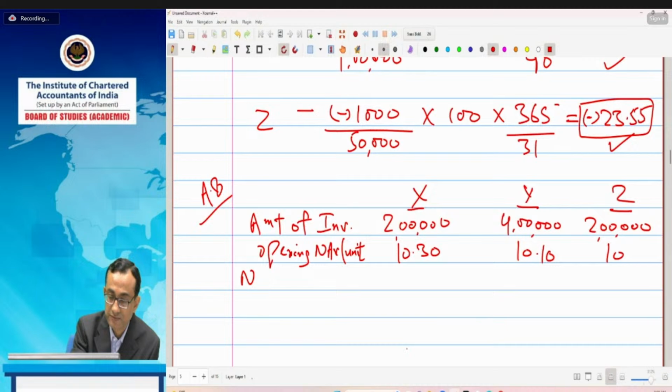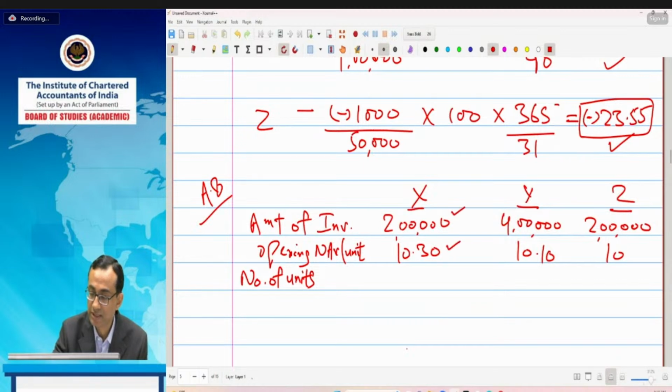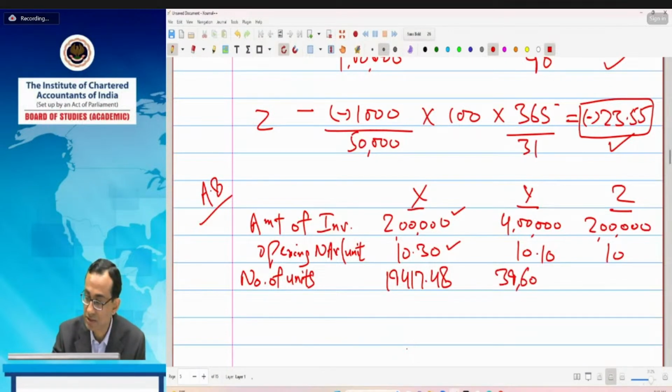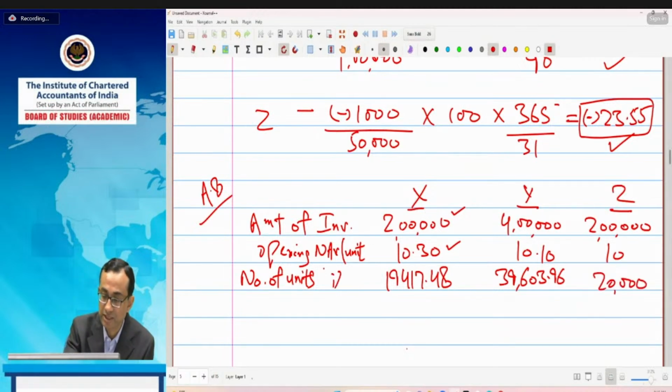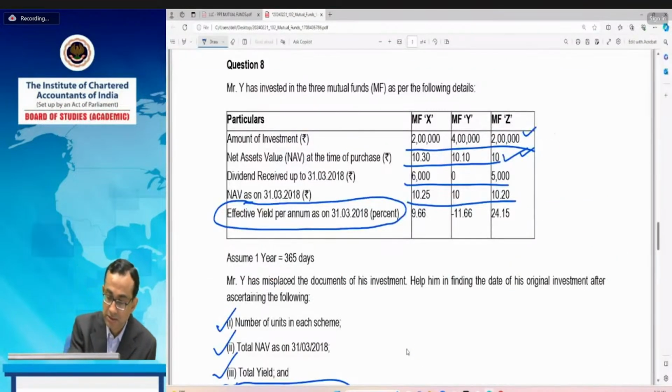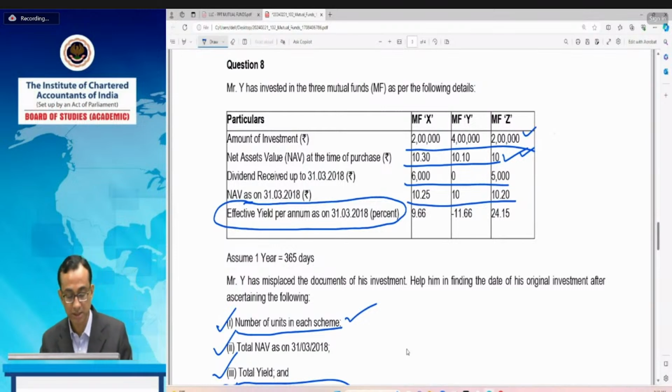And from this, can we calculate the number of units? The answer is yes. We divide the total amount of investment by the opening NAV per unit, and we will get the total number of units. So divide 2 lakh by 10.3, we get 19,417.48. In the same way, it will be calculated for Y and Z also: 39,603.96 in case of Y, and for Z, it will be 2 lakh upon 10, that is 20,000 units. In the first portion, we have arrived at the number of units. In the question, the number of units in each scheme has been asked, so we have calculated this portion.